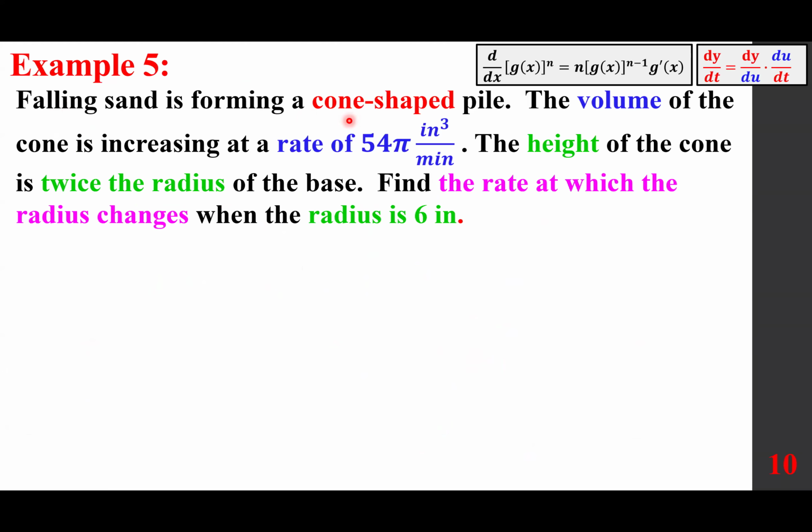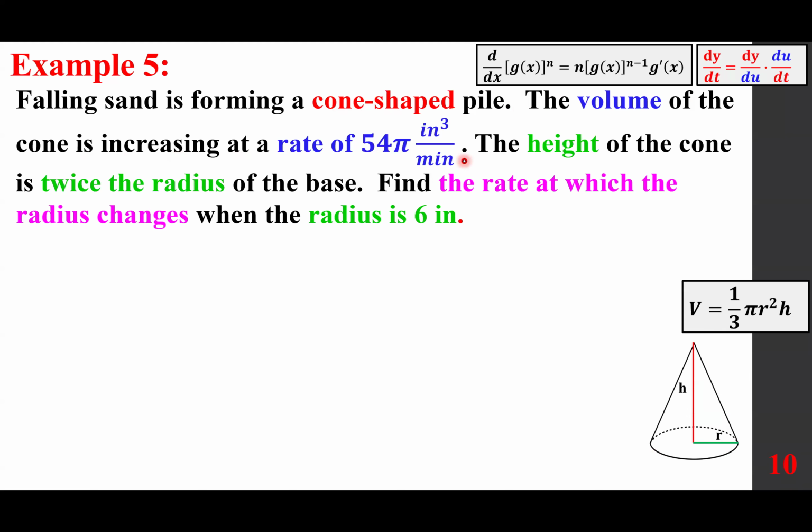Falling sand is forming a cone-shaped pile. Okay, you have to draw the setting. So the question is, what is a cone shape? You should know this is the shape. This is the radius of the base. This is the height. The volume of the cone is increasing at the rate of 54 pi cubic inches per minute. What is the volume of a cone? You should know it's 1/3 pi r squared h. So you should have the drawing. You should know what is r, what is h. Then you can move on.